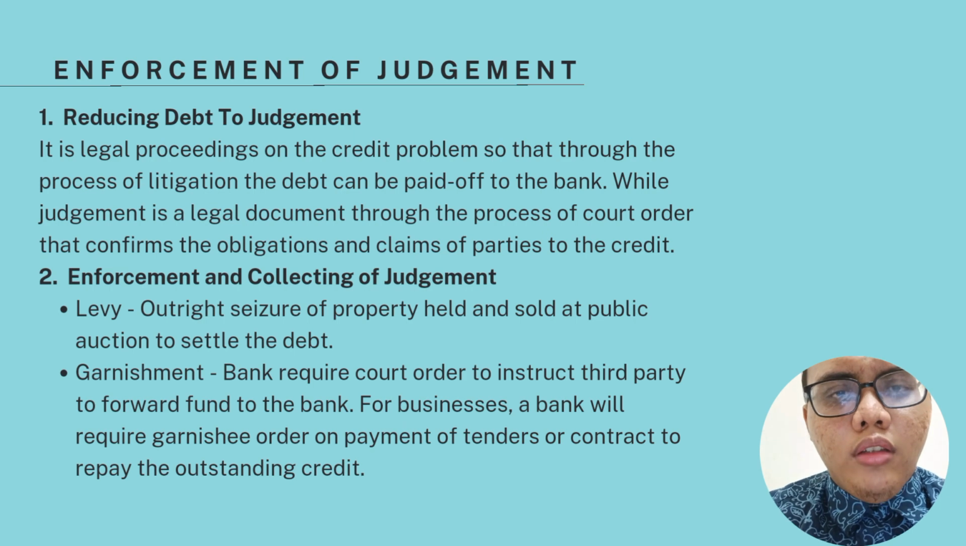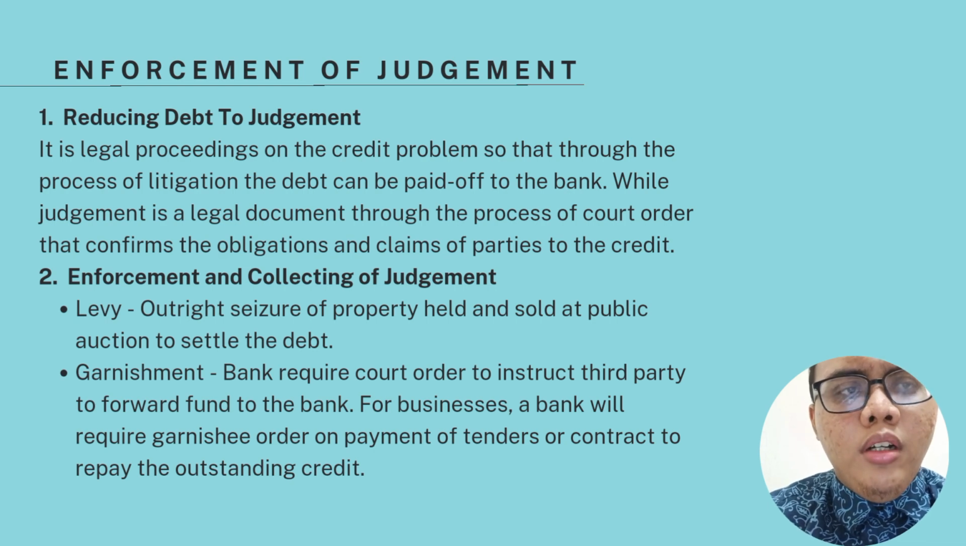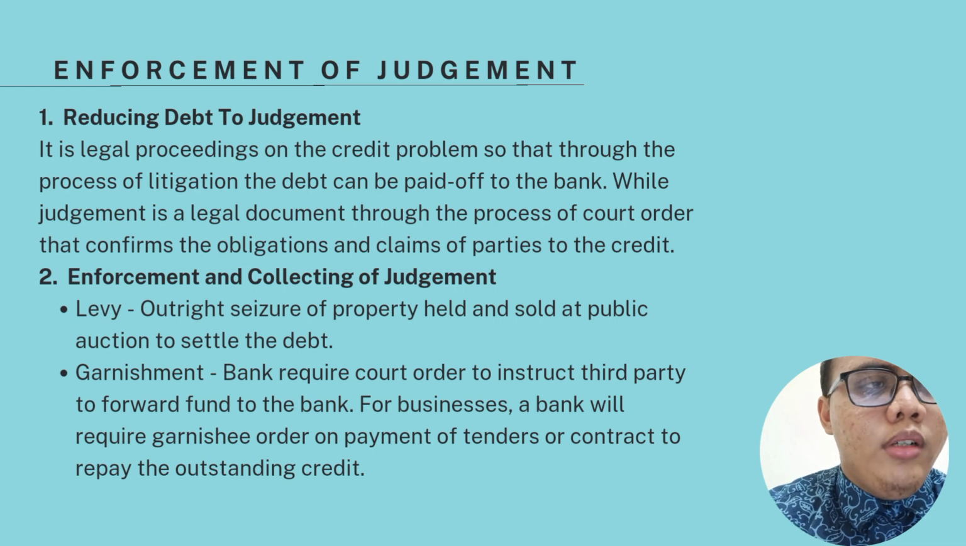Next, I will continue with the fourth legal action under Murabahah financing, which is enforcement of judgment. Under enforcement of judgment, there are 5 steps involved. The first step is reducing debt to judgment. It is a legal proceeding on the credit problem so that through the process of litigation, the debt can be paid off to the bank. While judgment is a legal document through the process of court order that confirms the obligations and claims of parties to the credit.